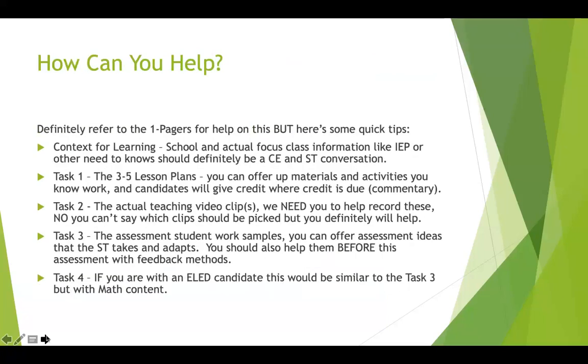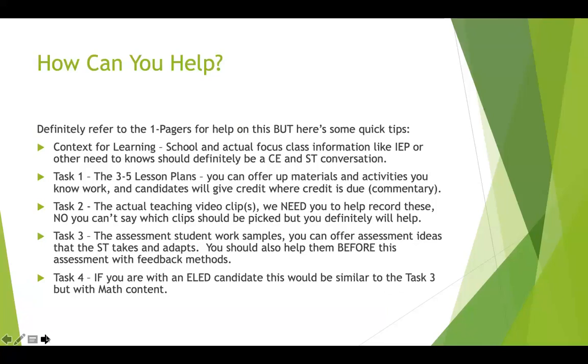All right, again, how can you help? Just some reminders here from the one-pagers. The context for learning is demographic information about the school. It's got to be anonymous. This is the IEP information, 504, the number of students in the class, and any special features if you're an IB school, if you're teaching an AP class, if you're a magnet. These are some things that you want to make sure go into the context for learning. This is information that the student teachers might not necessarily know. They need your help with this.